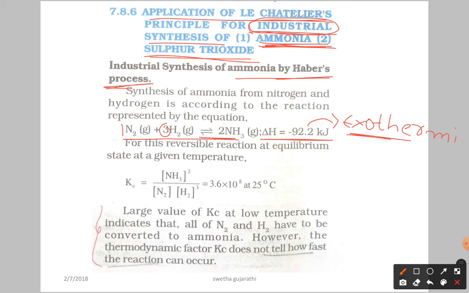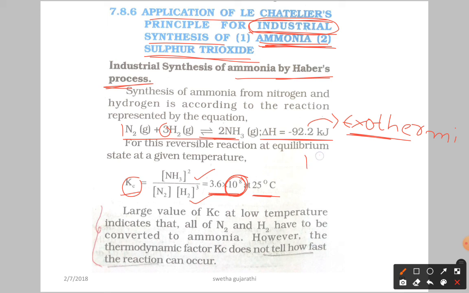Now, if you write the equilibrium constant Kc, as you know very well, it is the molar concentration of product divided by the product of molar concentrations of reactants. Now, if you calculate Kc at 25 degrees, how much are you going to get? 3.6 into 10 to the power of 8.